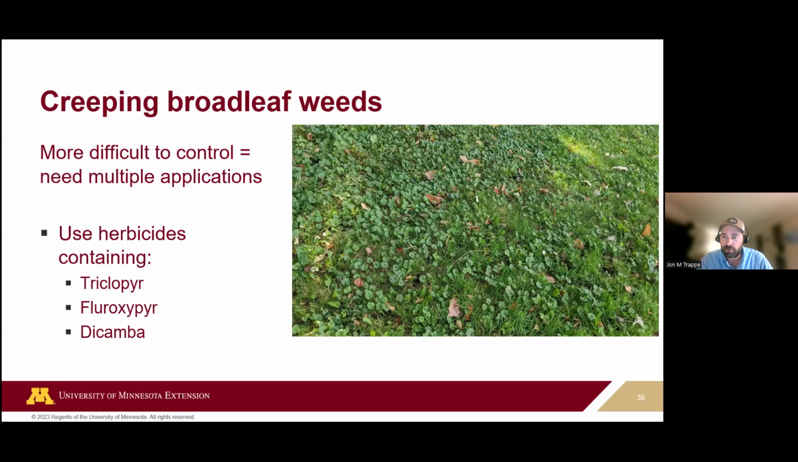Now, the more difficult to control weeds like creeping Charlie or ground ivy, those are really only managed using the herbicide triclopyr. There are other herbicides like fluroxypyr and dicamba that do have a little bit of activity on these creeping broadleaf weeds, but triclopyr is the one that works the best. So the ground ivy and creeping Charlie are the same species, just different common names. There's also things like wild violet or creeping bellflower. These are the active ingredients that work best on these more difficult to control broadleaf weed species.